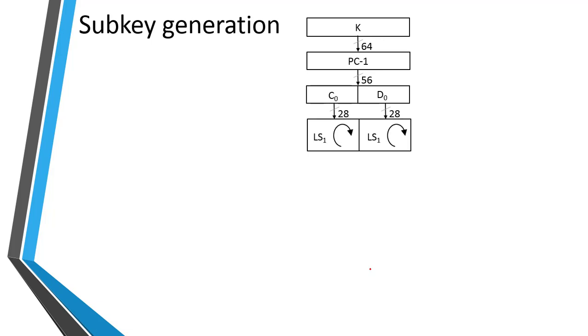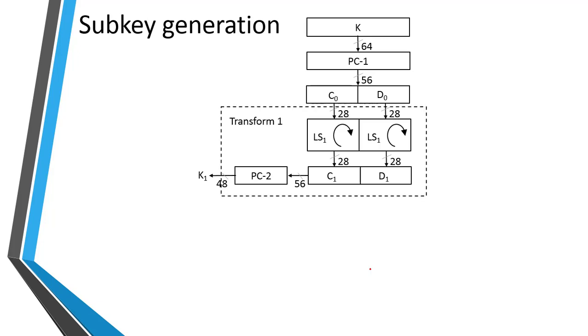Now we are going to apply the left circular shift operation on that. So we are getting the output as C1 and D1, which is also 28 bits. After applying the left circular shift, we merge both the parts and apply the permuted choice 2 operation. Here permuted choice 2 converts the 56 bits into 48 bits, which generates the key K1. So K1 is the key for our first round.